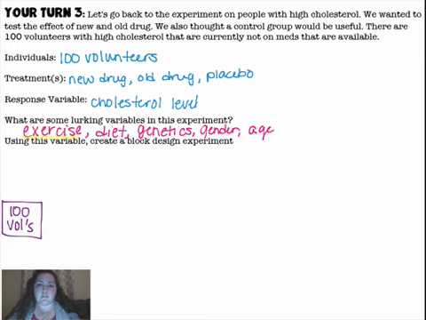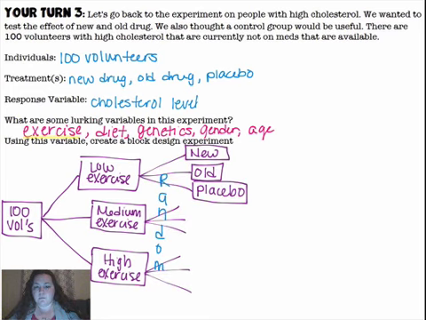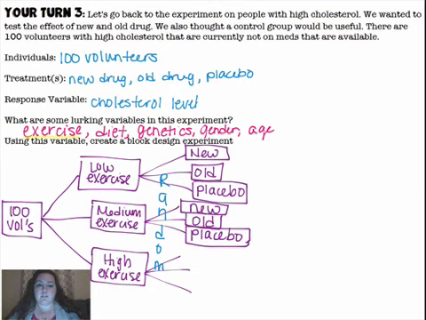So I have 100 volunteers, and I'm going to block them by low exercise, medium amount of exercise, or high level of exercise. So the people that don't really exercise will be in the low exercise group, and the people that exercise frequently will be in the high exercise group, and so on. Then from each block, I will break them up, and I will randomly assign them to either get the new drug, the old drug, or the placebo. So the new drug, the old drug, or the placebo, random for everybody that has low exercise. The new, old, and placebo for medium exercise, and same for high exercise.